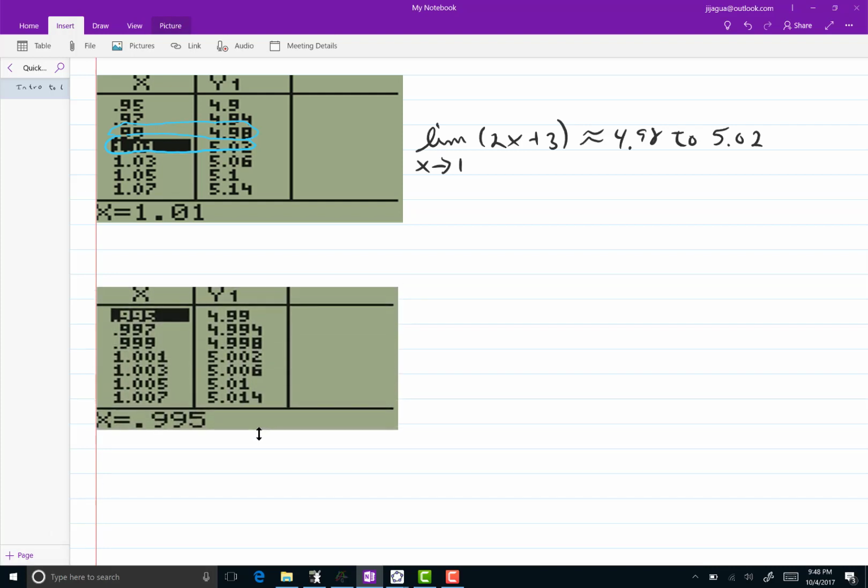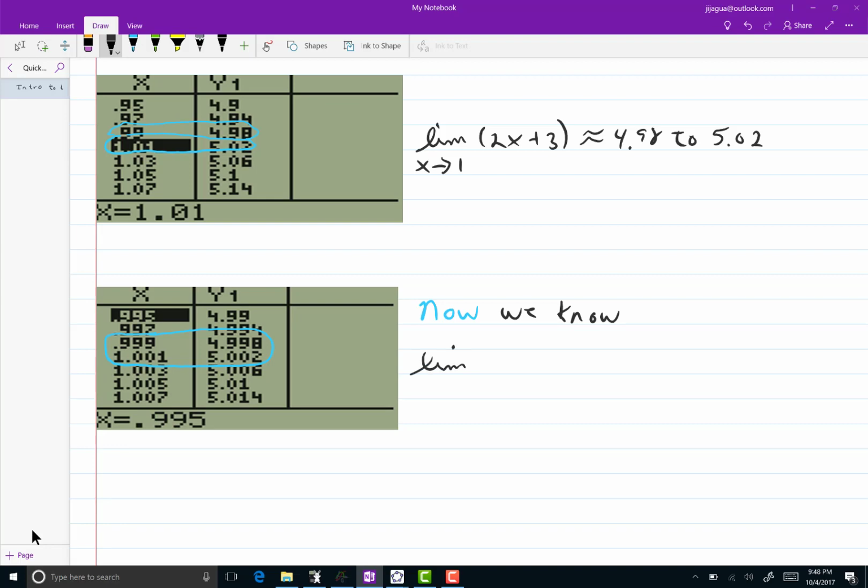Okay. So now, as I said before, if I want to list the number of decimals that I've locked this down to, the answer to this problem is going to be between 4.998 and 5.002. So to two decimal places, I have 5.00. So therefore, my limit is now trapped between, let me change the marker. Anyways, now we know that the limit is somewhere between 4.998 and 5.002.